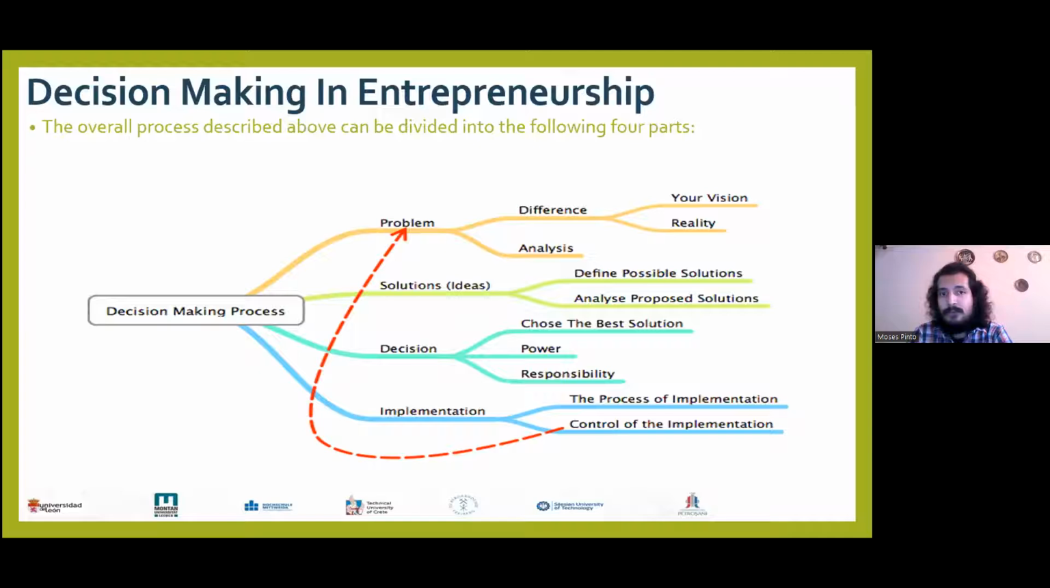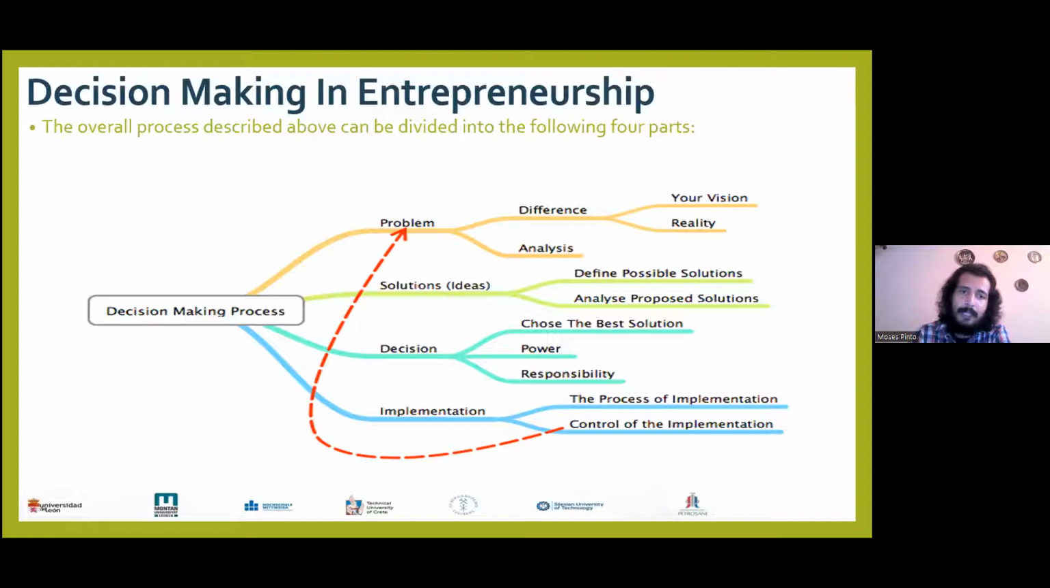And in the implementation phase, you have the process of implementation as well as controlling the implementation. So controlling the implementation again involves testing how well the problem has been solved, whether it has been solved or not after the new decision has been implemented. And there you have it. That is the decision-making process in a nutshell.